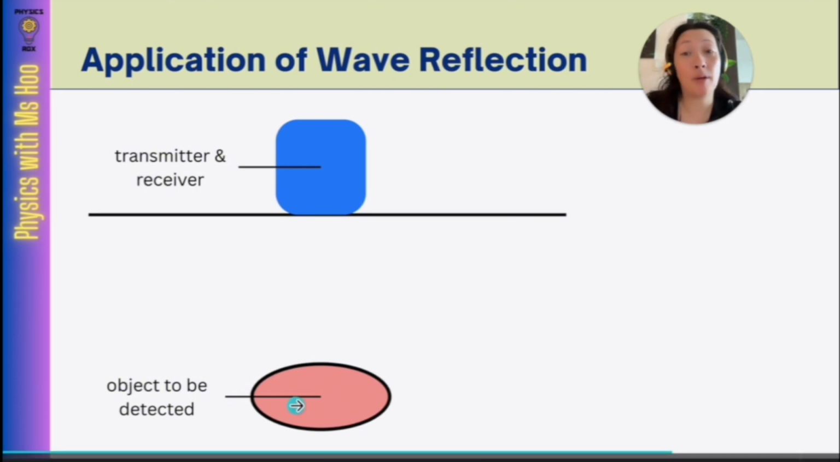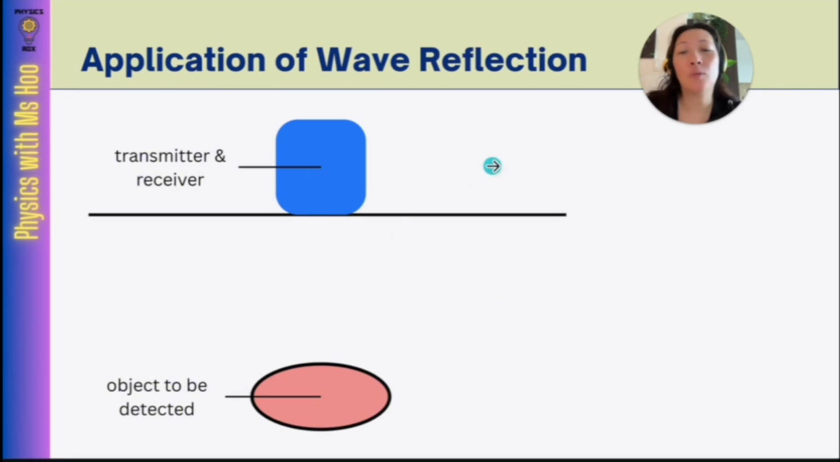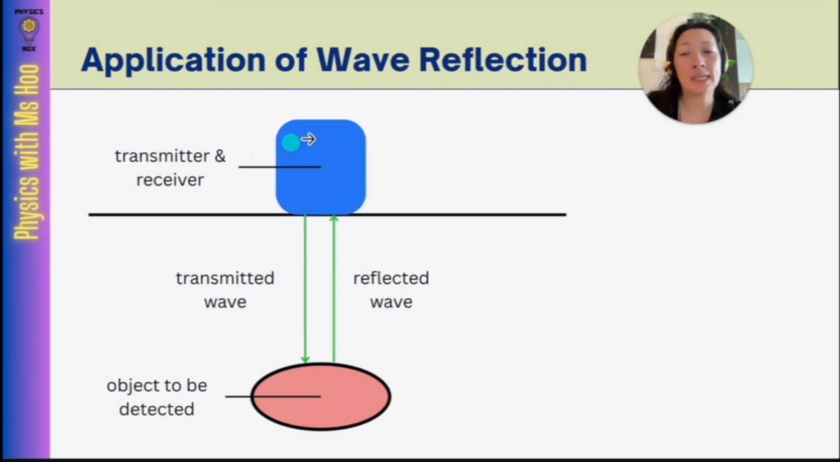Let's say this red blob here represents the object to be detected. For example, the fetus or the fish or the airplane or anything else that we are looking for. So what happens here is that the transmitter will transmit a wave, and the wave will be reflected off the object to be detected and will be picked up by the receiver. So that's why the transmitter and receiver are normally in the same device. That means they have to be at equal positions from the object.